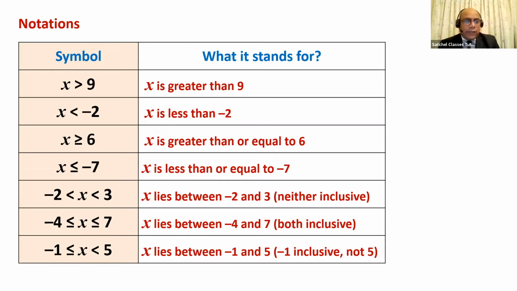And finally, if you look at that, there's a little line below the symbol corresponding to -1, but there's no line in the symbol corresponding to 5, correct? How do we say that now? x lies between -1 and 5, and -1 is inclusive, but 5 is not, correct? Because the little line means -1 is a part of the range, but 5 is not a part of the range.